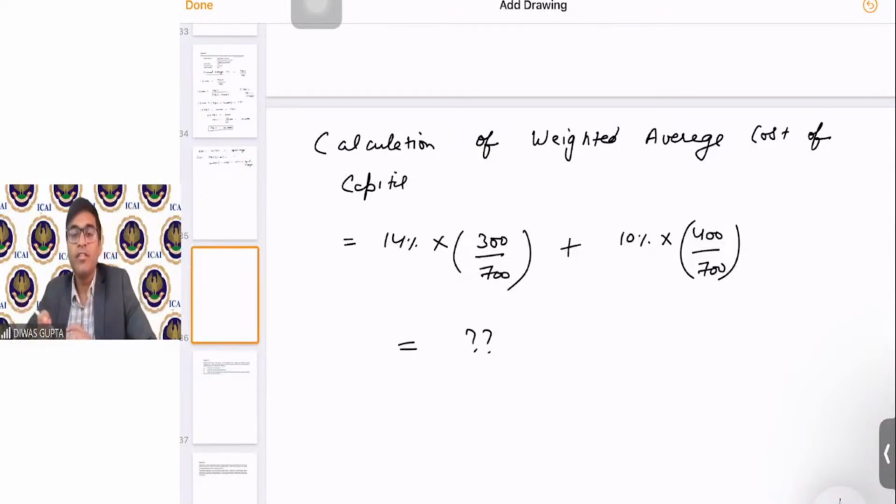Now, students, I have made one mistake here. I want all of you to find out what that mistake is. Come on, tell me. For calculating WACC, I have made a mistake. This will not give us the right WACC, students. What should we correct here to arrive at the right WACC?